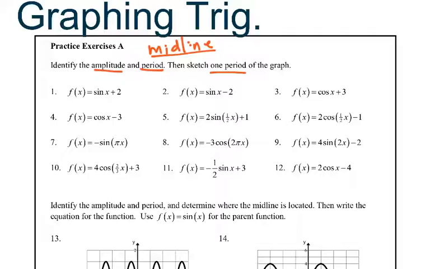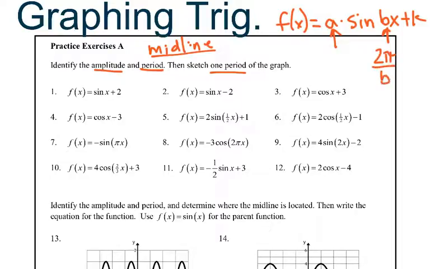Okay? So, first thing we should remember is when we talk about our sine and cosine, the standard form is like this. A times the sine or cosine of bx plus k. The A, that's our amplitude. B, you take that and put it under 2 pi and simplify, that becomes your period. And then K is your midline, how it shifts it.